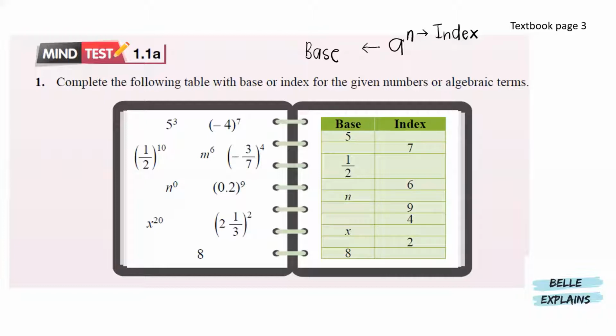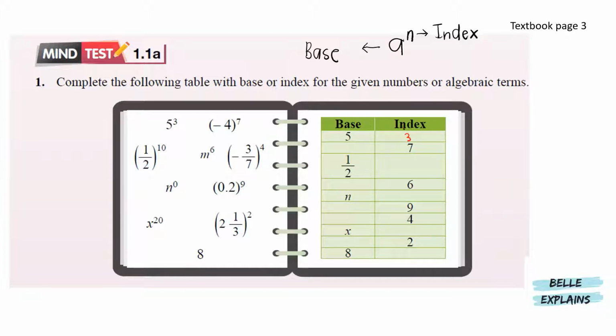Complete the following table with base or index for the given numbers or algebraic terms. So here we have 5 to the power of 3. As we know, the formula for an algebraic term is a to the power of n, which means a is the base and n is the index. So here we know that 5 is the base and 3 is the index. So here we'll put 3.